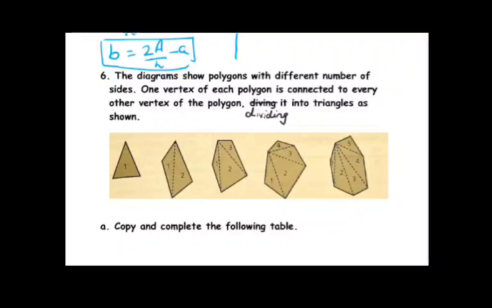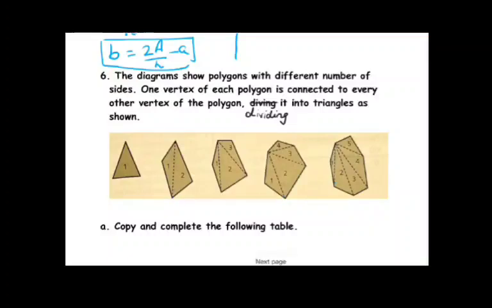Let's look at question number 6 from the chapter Algebraic Expressions and Formulae. The question says, the diagrams show polygons with different number of sides. One vertex of each polygon is connected to every other vertex of the polygon, dividing it into triangles as shown. Copy and complete the following table.